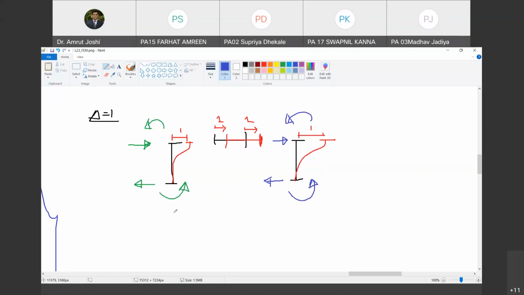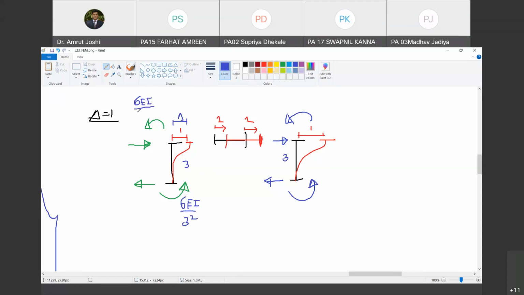So what are these moments? We already know these are 6EI delta upon L square, but delta is 1. So these are going to be 6EI upon L square. Do you agree with me? Whenever you want to have delta here, the moment that gets produced is 6EI delta upon L square. Delta is 1. So it is 6EI upon L square. Happy? Yes, sir.